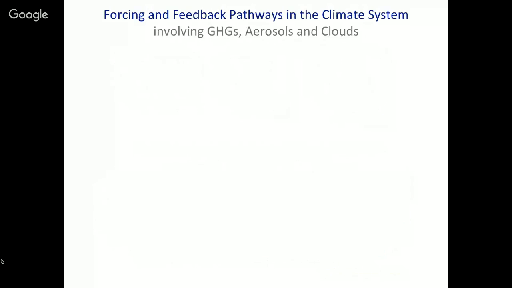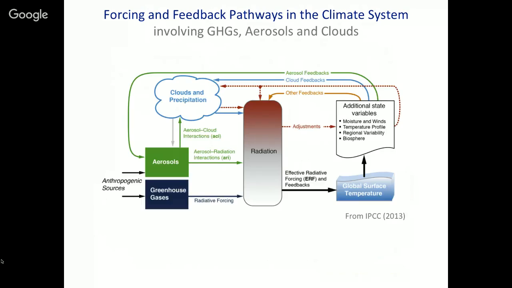And now this is the last introduction slide. It's a schematic which essentially tells you the forcing and feedback pathways in the climate system. Let me just go through it. You have aerosols and greenhouse gases, which are my anthropogenic sources. Then you have radiation, you also have clouds. And in the end, these are the responses: the global surface temperature and certain atmospheric variables. And this goes as follows.